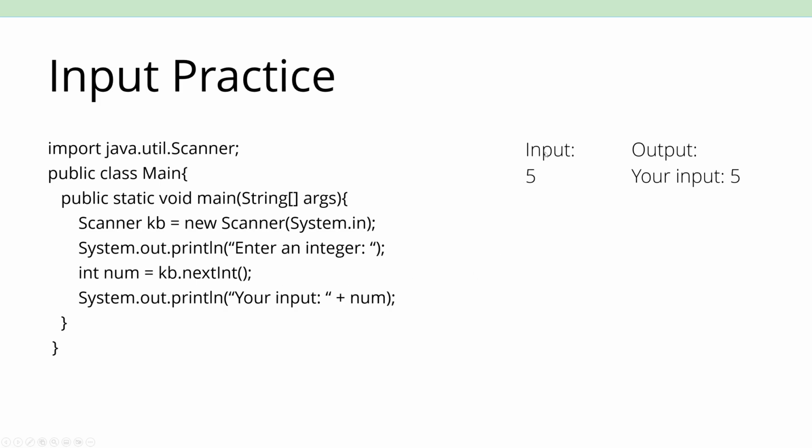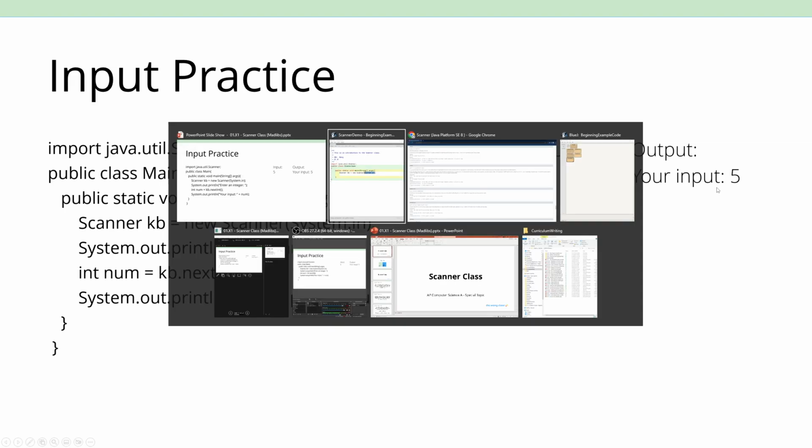So if I input the number 5, then nextInt is going to grab that, and it's going to assign that 5 to num. So the next line of code says from the out.println, your input concatenate with num, and num is the variable. And we replace the variable num with what was inside of it, which is 5. So we would see your input : 5. Let's go ahead and see that in action right now.